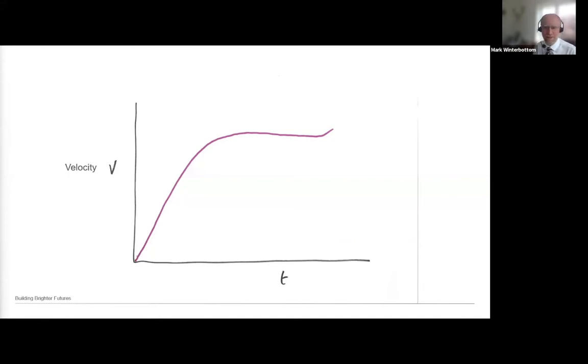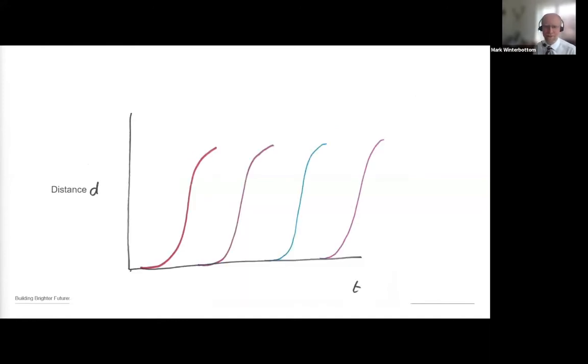Let's try another. Here we go. So that looks terrible, doesn't it? So distance on the upright, time on the bottom. See what you think. Very intriguing. Okay, distance and time. Something like hurdling. So it's like a high jump again, but repeated, repeated, repeated.